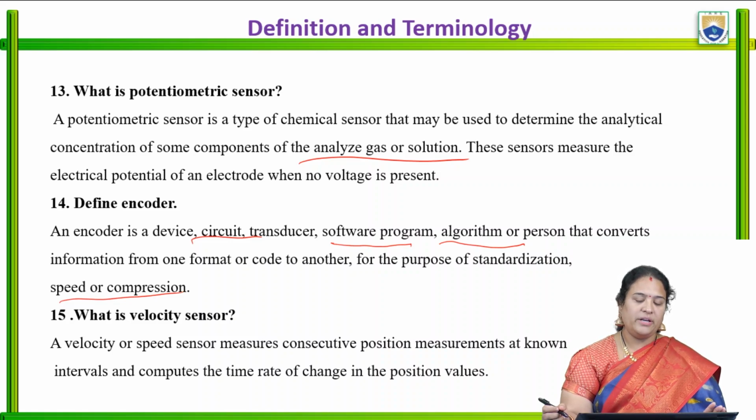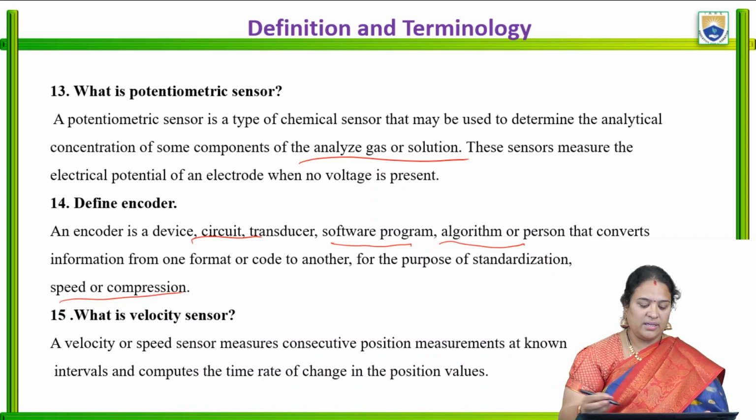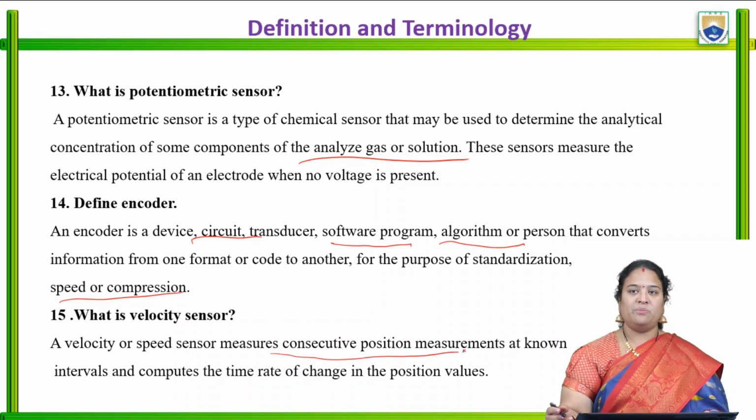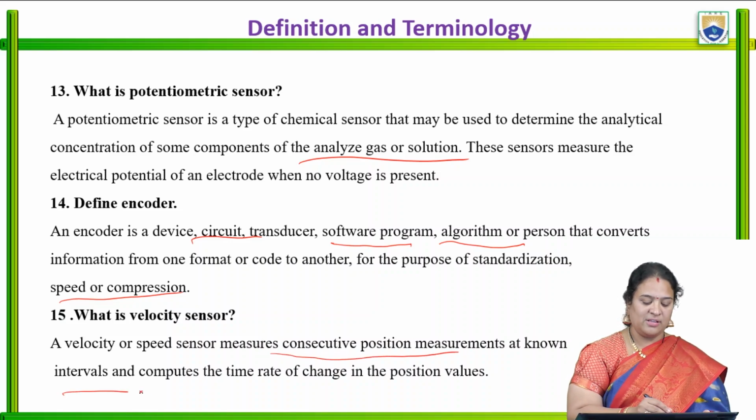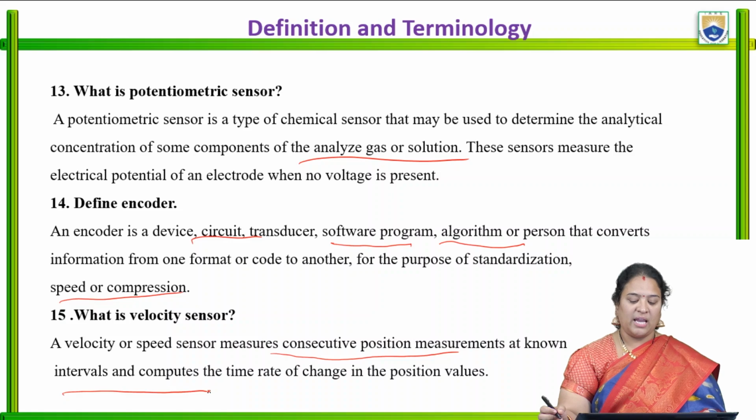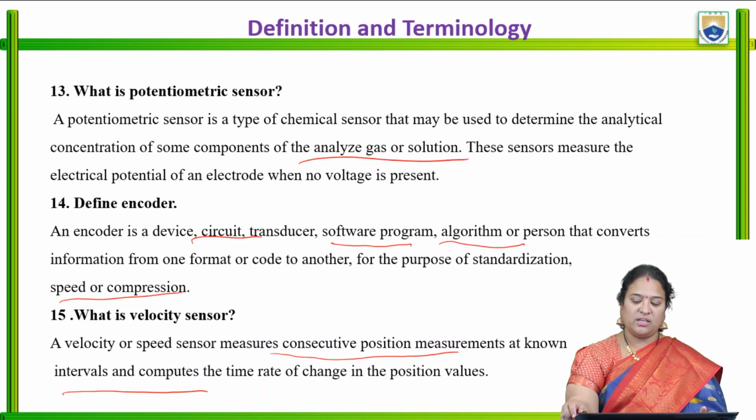Next, what is a velocity sensor? What do we mean by velocity sensor? It is a sensor used to measure the consecutive position measurements at known intervals and compute the time rate of change in the position values. Right? A velocity or speed sensor does exactly this.